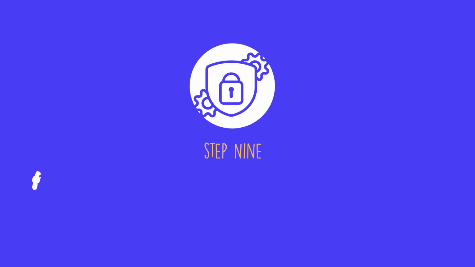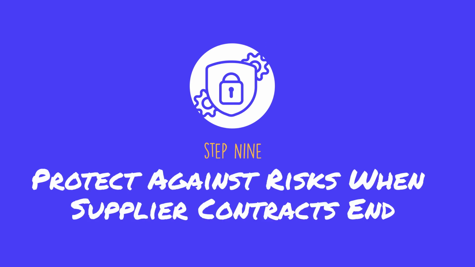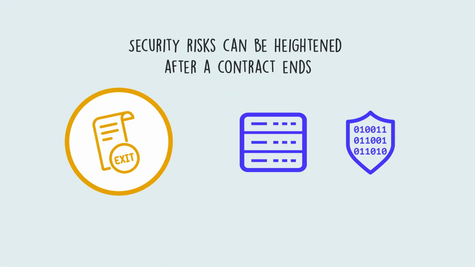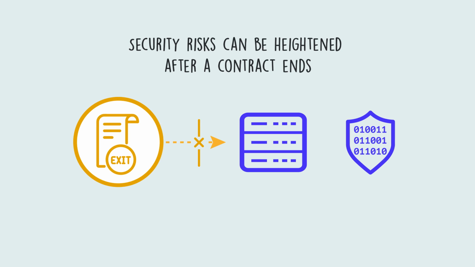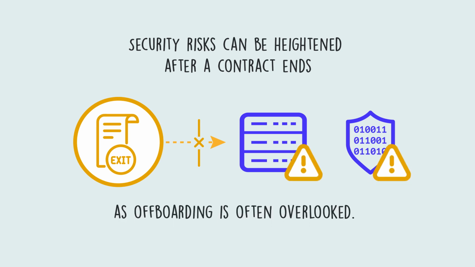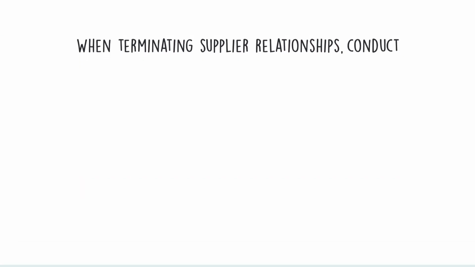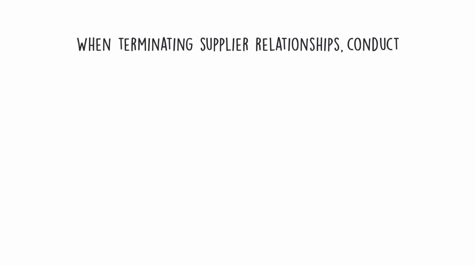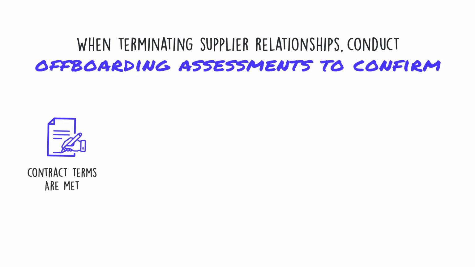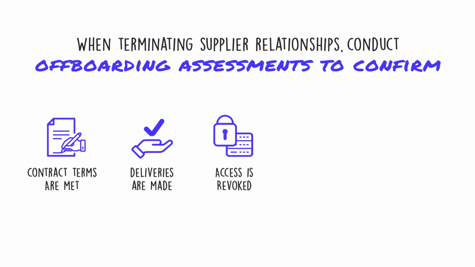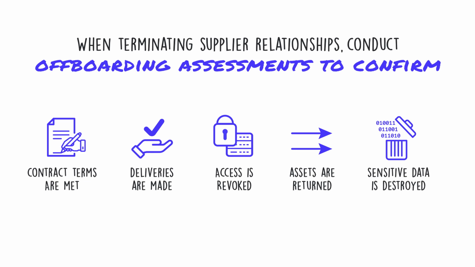Step 9. Protect against risks when supplier contracts end. Security risks can be heightened after a contract ends, as offboarding is often overlooked in supplier risk management. When terminating supplier relationships, it's critical to conduct offboarding assessments to confirm that contract terms are met, deliveries are made, access is revoked, assets are returned, and sensitive data is destroyed.